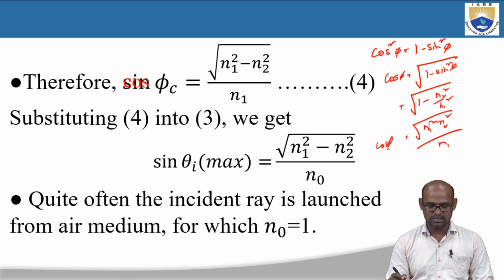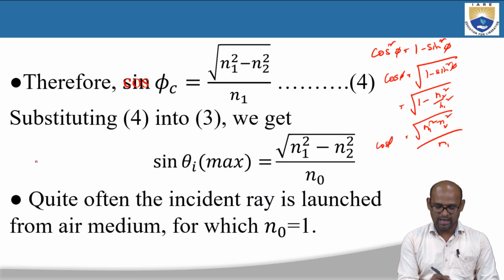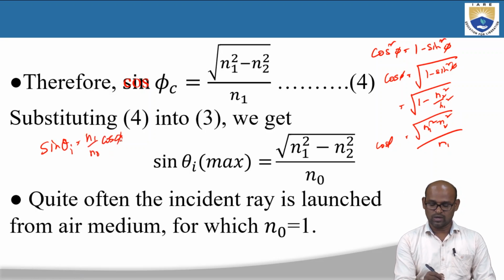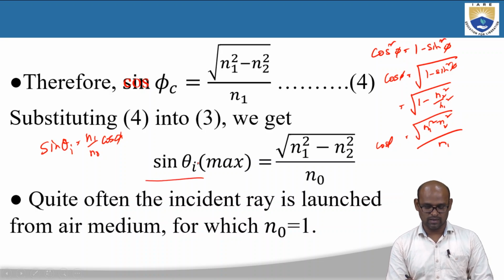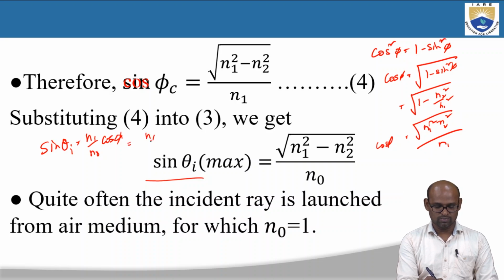So I can substitute this cos phi in the earlier equation. I have the equation sin theta i equal to n1 by n0 cos phi. Now I know what cos phi is. So sin theta i, which is related to the acceptance angle, is equal to n1 by n0 times cos phi, which is the square root.